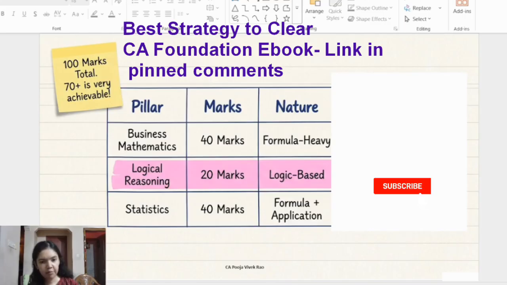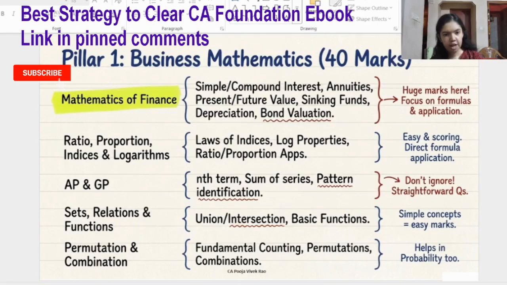Quantitative aptitude is a practice oriented subject. So your success depends on formula retention, question practice, speed and accuracy. The more questions you solve, the more confident you will become. Now let's see the strategy for each of these areas. First we have business mathematics. This contributes 40% marks.